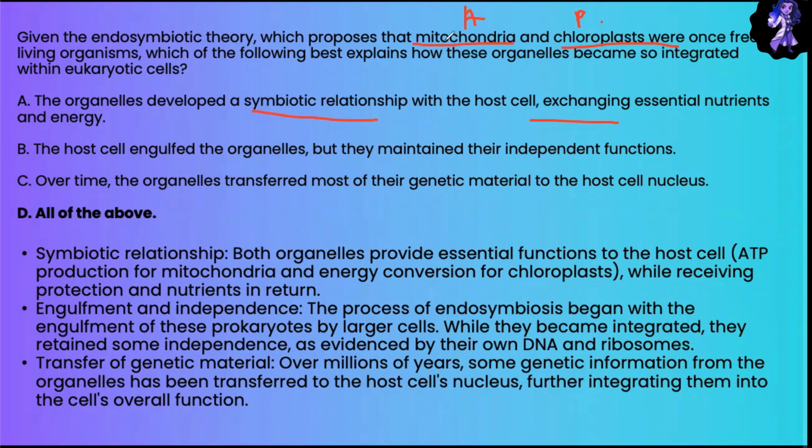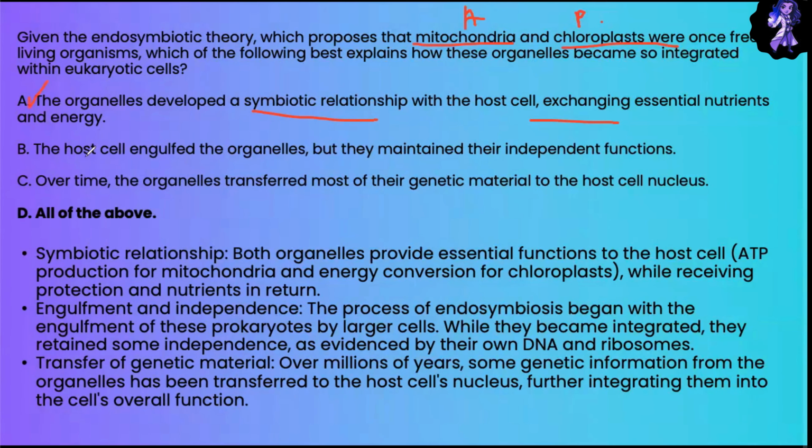In mitochondria, we go ahead and produce the ATP that chloroplasts need to then produce the sugar. So it's a give and take relationship. And so that's why A is correct.